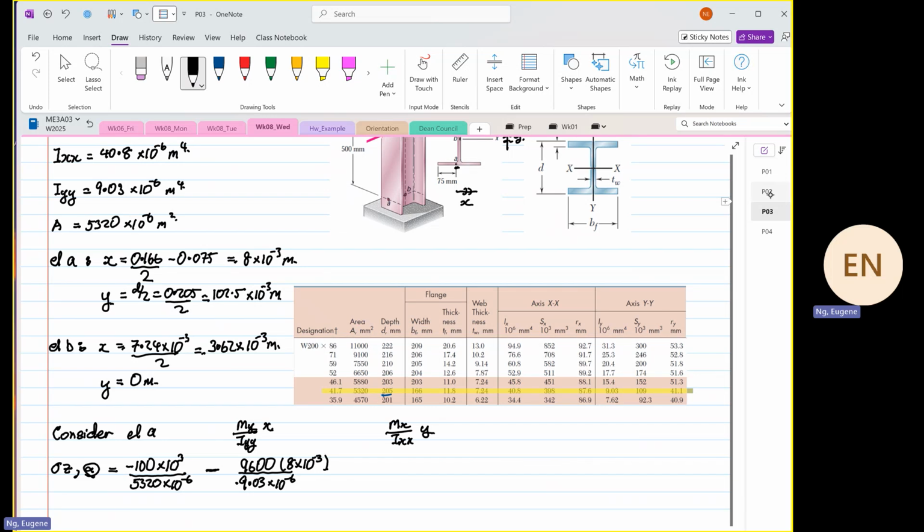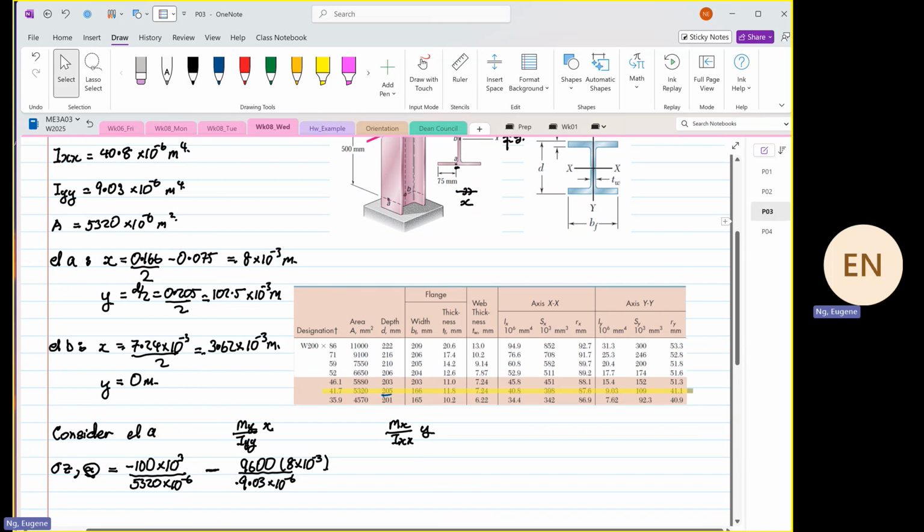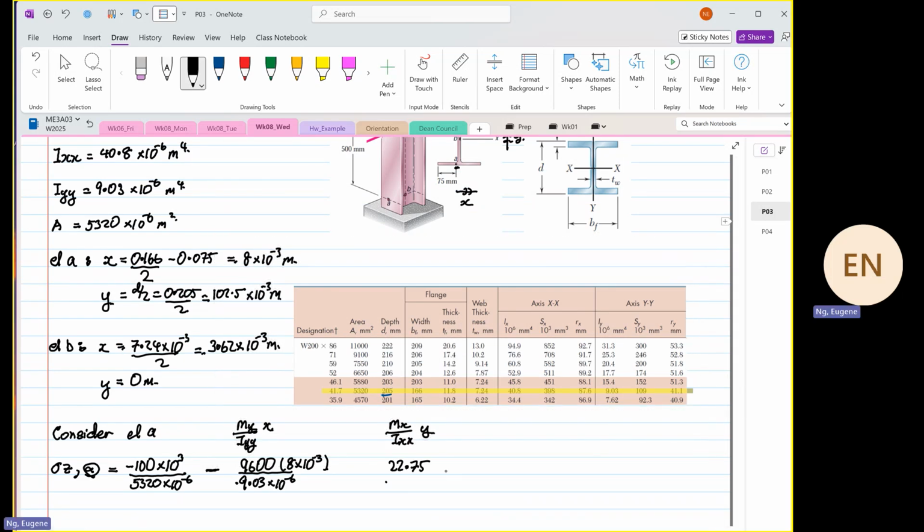The next one, we are going to use Mx over Ixx multiplied by y. I can't remember what our Mx value is. Our Mx value is 22.75 times 10 to the power 3, divided by Ixx. We know Ixx is equal to 40.8 times 10 to the power minus 6. And then the y value, we know that is 102.5 times 10 to the power minus 3.